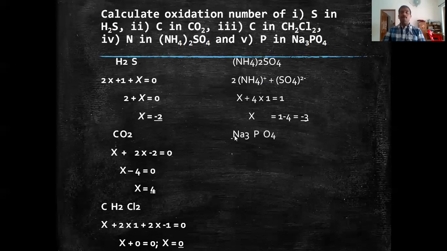Na3PO4: sodium +1, oxygen -2. So 3 into +1 plus X plus 4 into -2 equal to 0. Or 3 plus X minus 8 equal to 0. X minus 5 equal to 0, or X is equal to 5.